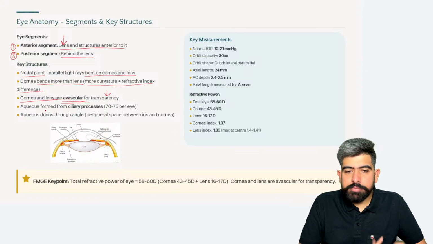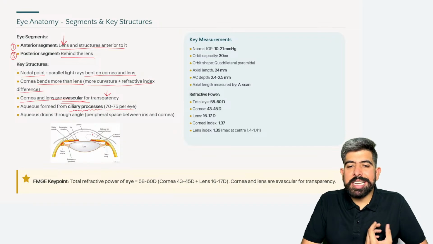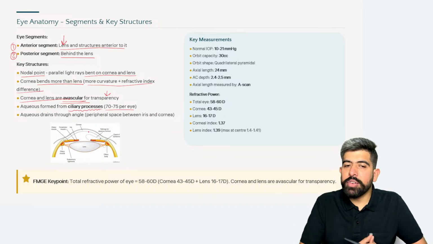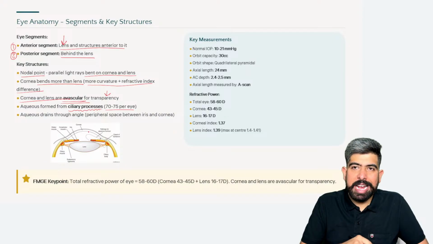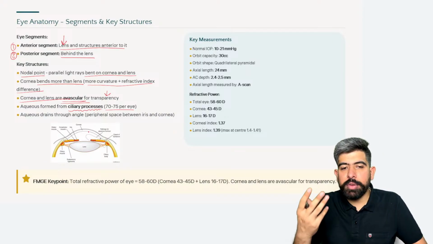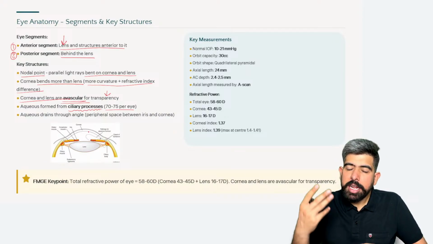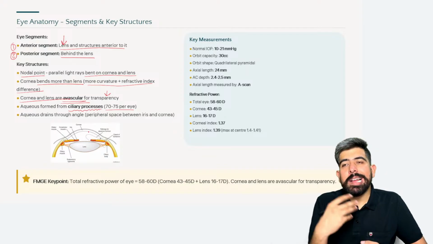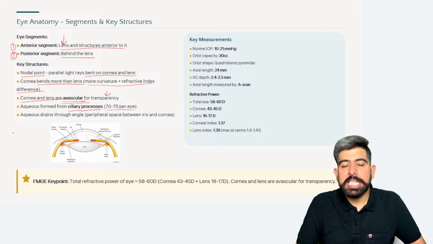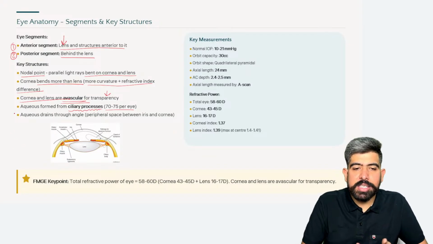Next, aqueous. We talk about the anterior segment. The aqueous is formed by your ciliary processes. As you know very well, there are 70 to 75 ciliary processes per eye, and these make the formation of the aqueous humor. The ciliary processes are in the ciliary body, and the ciliary body has two parts, pars plicata and pars plana. It is from the pars plicata part, which has the ciliary processes.